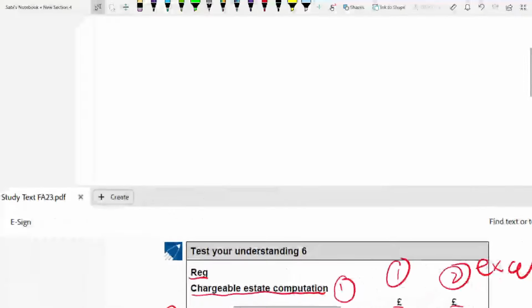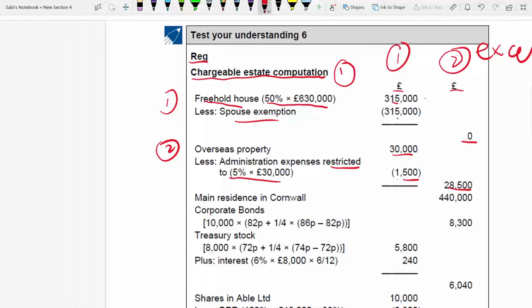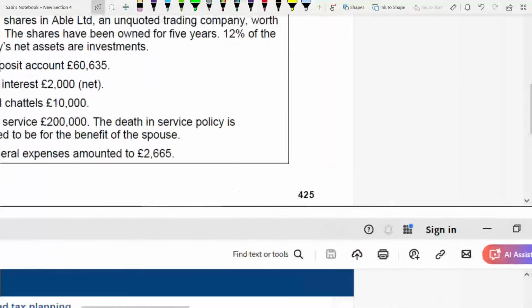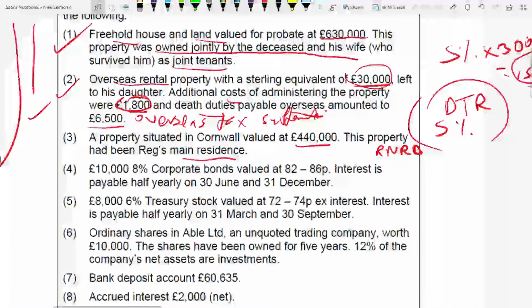In the outer column, you can just write 440. You see, main residence in Cornwall. This is number 3, 440. Outside column. No working required in the inside. Straight away. So it's straight. Some are very straight.